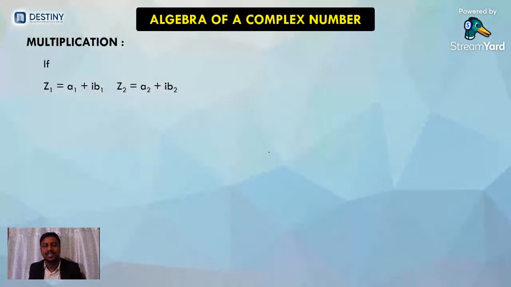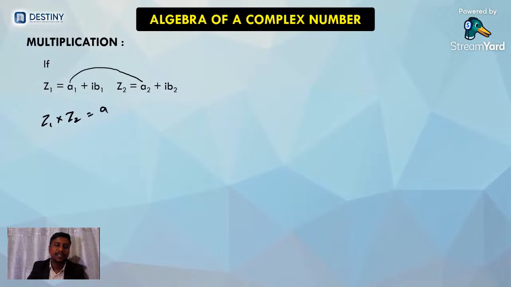So multiplication, this is something like multiplying two terms of a polynomial. If you multiply binomials, how do you multiply? The same thing you have to do here. So z1 into z2 will become, first you have to multiply this. Okay, let me write it. First I have to multiply this and this. Now this and this. That's it.